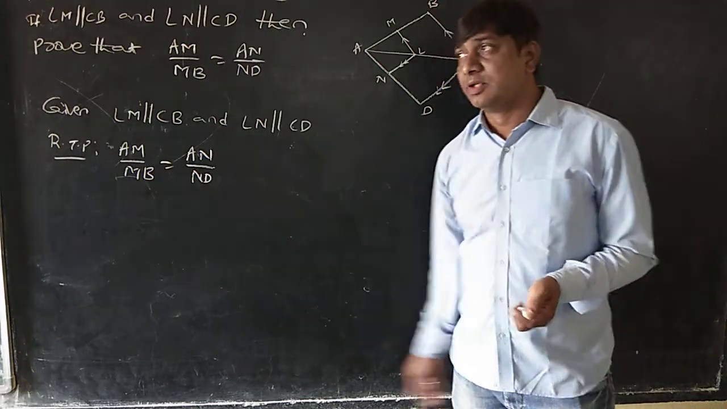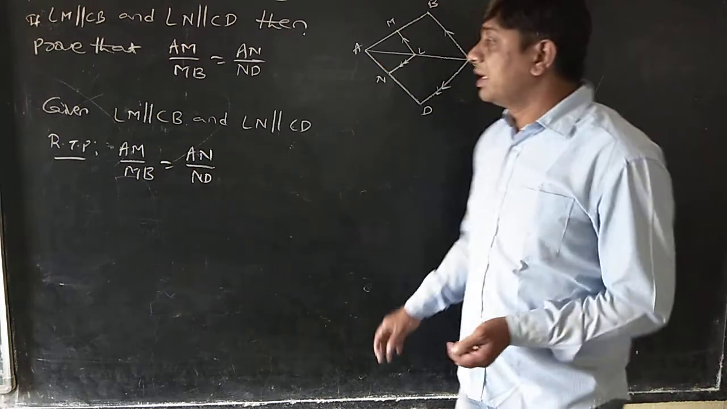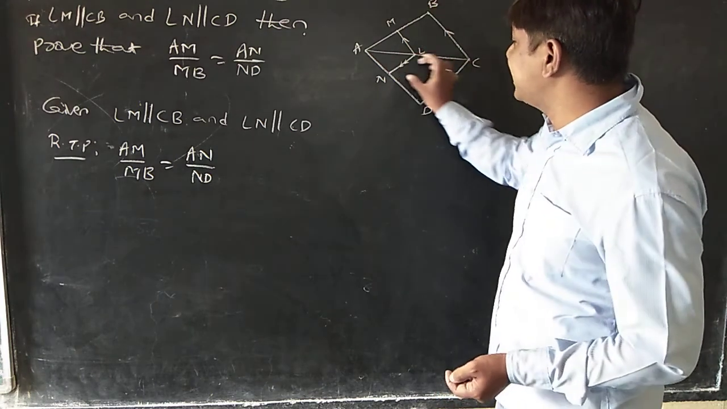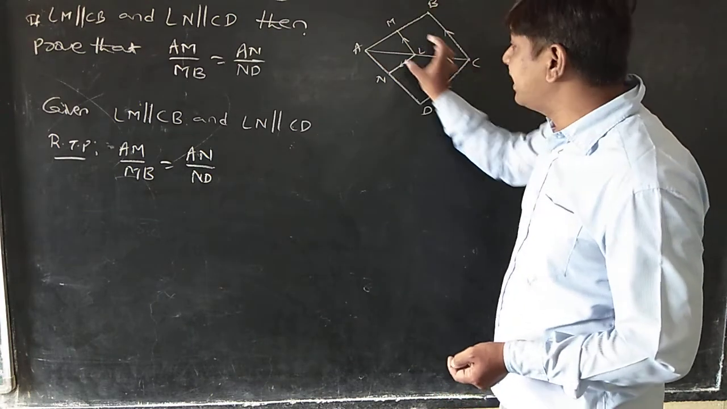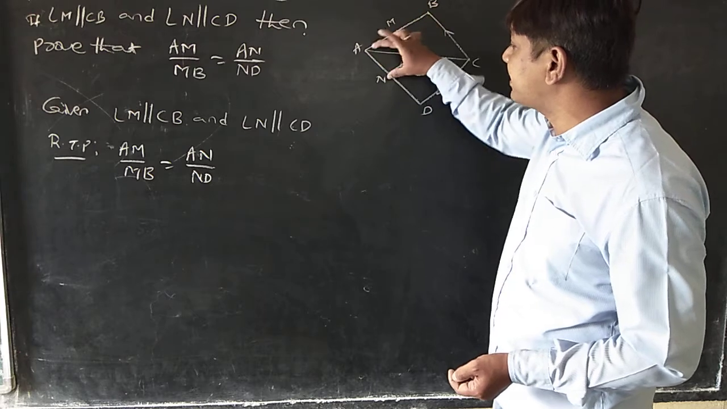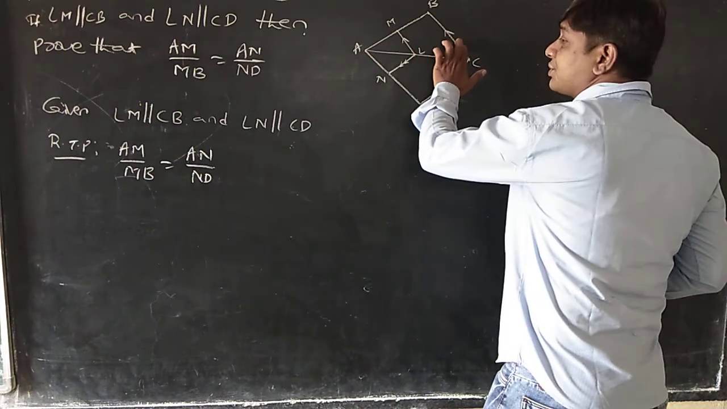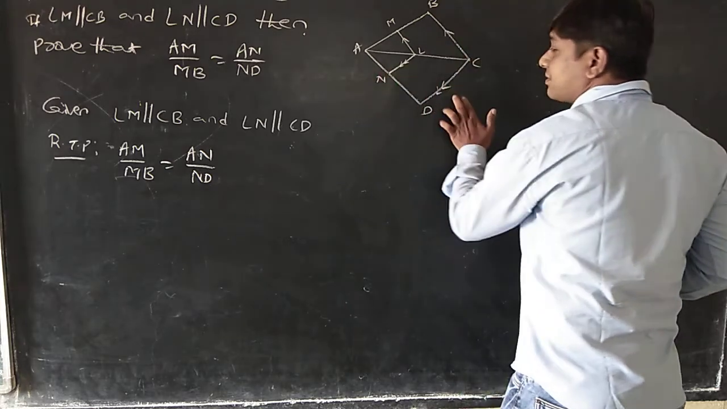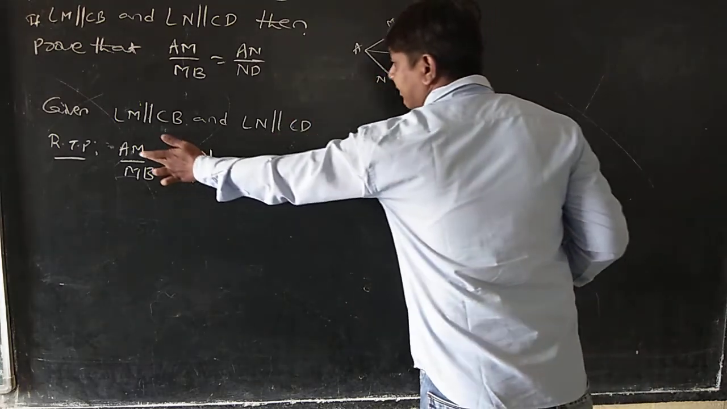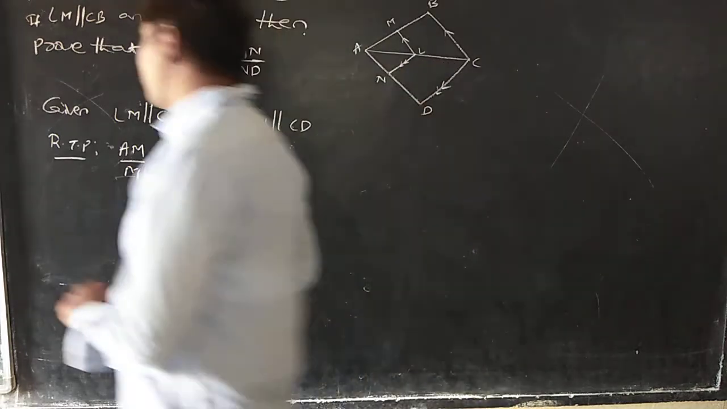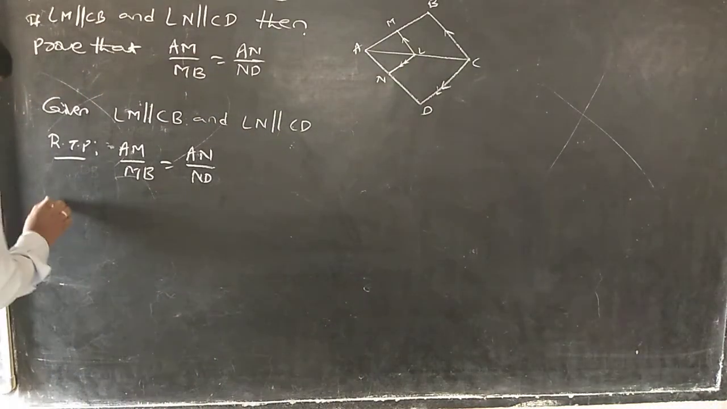Proof. In the adjacent figure, LN is parallel to CB, LN is parallel to CD, they given. I need to prove AM by MD is equal to AN by ND. Given information is LN parallel to CB, LN parallel to CD. Now required to prove is AM by MD is equal to AN by ND. Now to prove that, first proof.